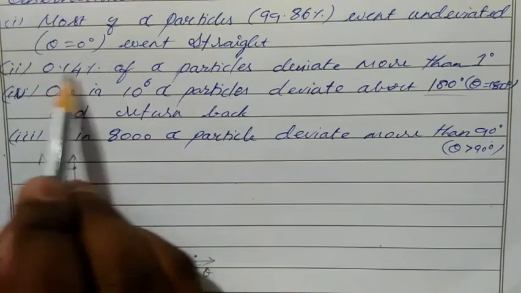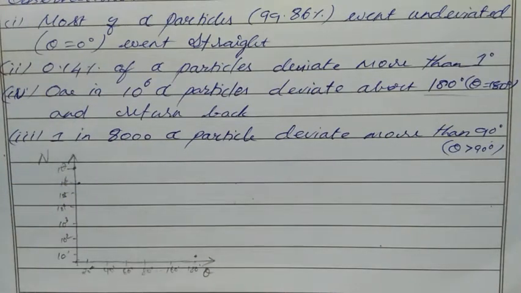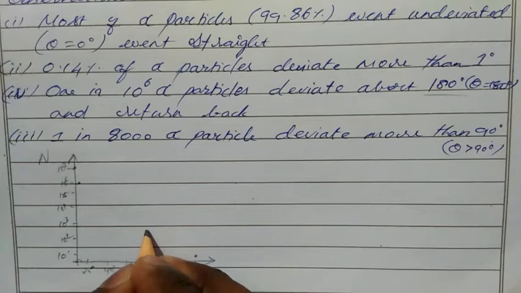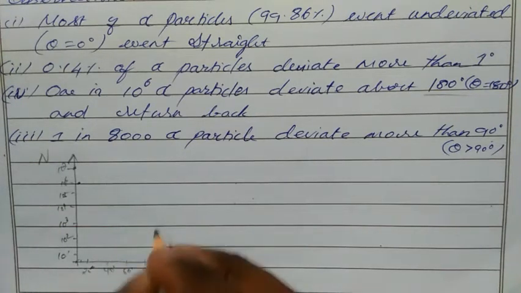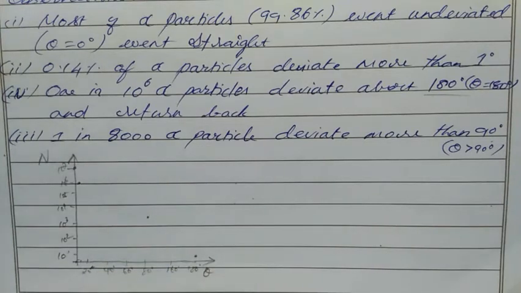Then 0.14% of alpha particles deviate more than 1 degree. So this is 0, 1 somewhere here, more than 1 will be here. So nearly 0.14% will come here. Then 1 in 8,000 particles deviate more than 90 degrees. So more than 90 degrees we have somewhere here. 1 in 8,000, 10 power 3 is 1000, so we have somewhere here. So if we draw a graph, we can get a curve like this.